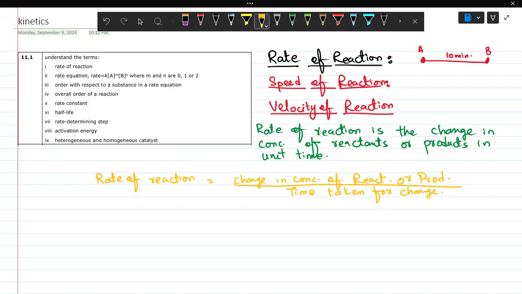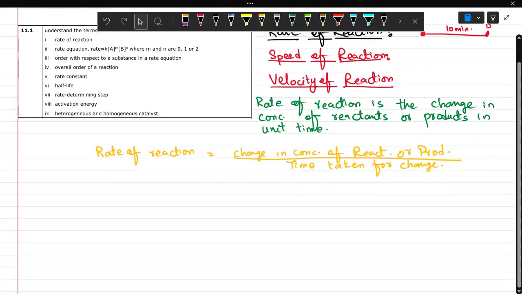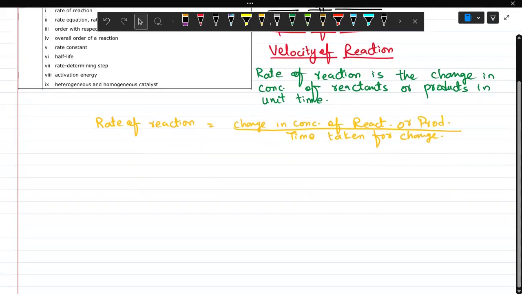Yes, sir. Whenever you say the rate of reaction, it means you are discussing the change in concentration. And what is concentration? The amount of reactant or product. The simplest meaning of concentration is the amount of substance. When we discuss any chemical reaction, we know that the reactants will convert into products. Am I right?